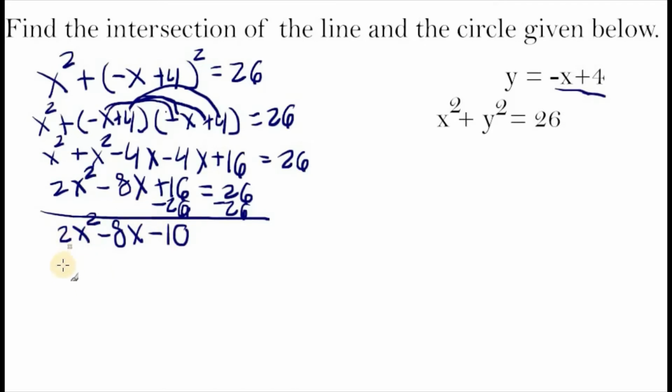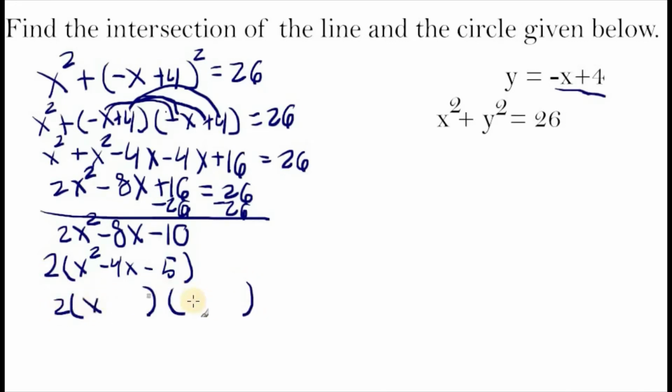First, we can take 2 out of everything. So we can put one set of parentheses and put the 2, because it's all divisible by 2. So instead of 2x squared, we're going to have just x squared. Instead of negative 8x, we're going to just have negative 4x. Instead of negative 10, we're going to have negative 5. And now we're going to create 2 sets of parentheses. Drop down our 2. Put x in both of them, because x times x is x squared.